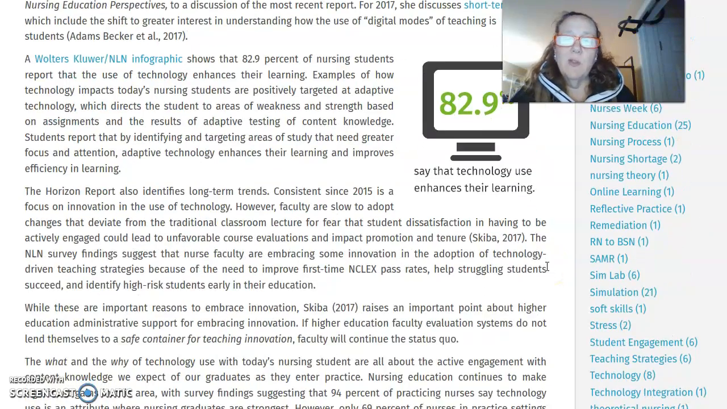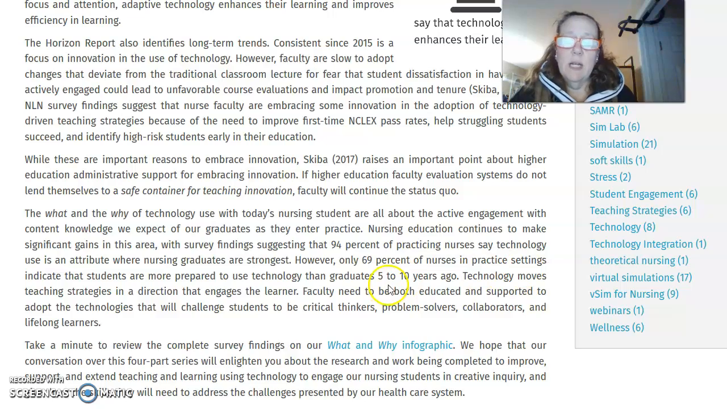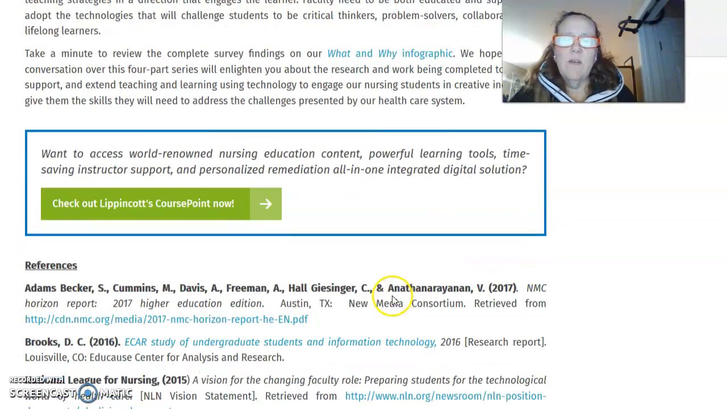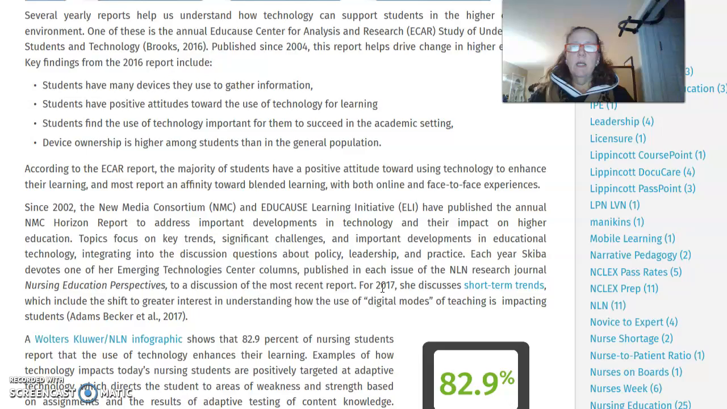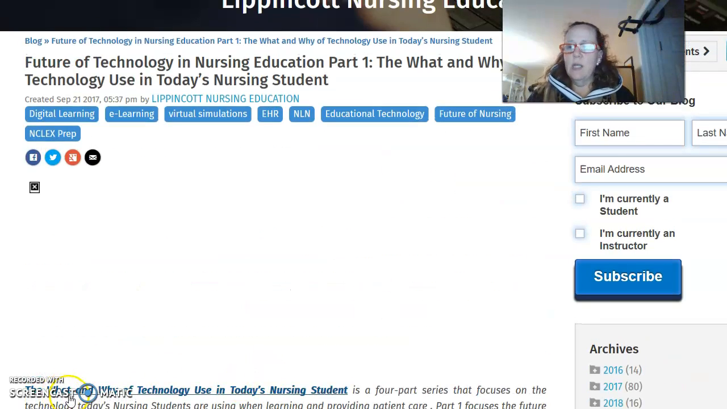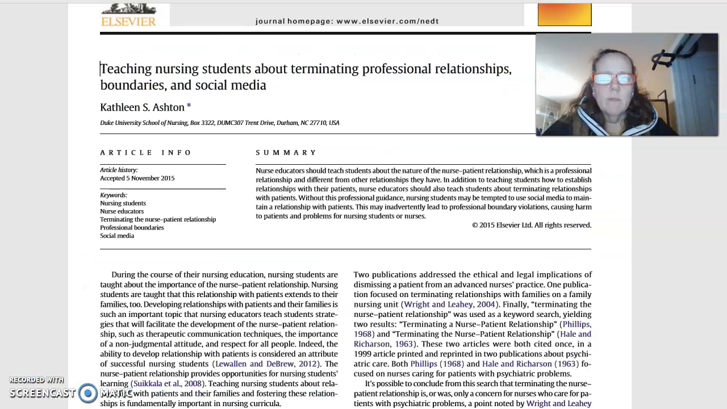We do have to meet the students where they are, and if technology is where it is, then we definitely need to be more versed in the forms of technology and how we can use it in the classroom. This last article I found very interesting about social media and teaching students boundaries and how to use social media responsibly.